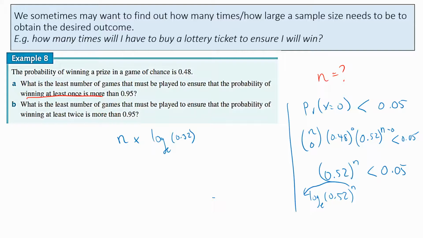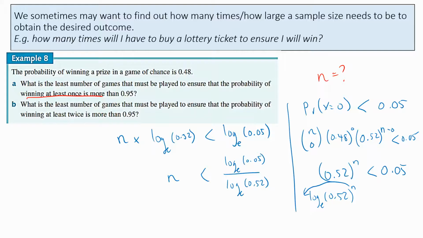Now if you log e on the left hand side, you also have to log e on the right hand side, which is 0.05. Now to get n by itself, you can divide both sides by log e of 0.52, so n is less than log e of 0.05 divided by log e of 0.52. Now I made a mistake already. Has anyone picked up where my error is? Where's the mistake?